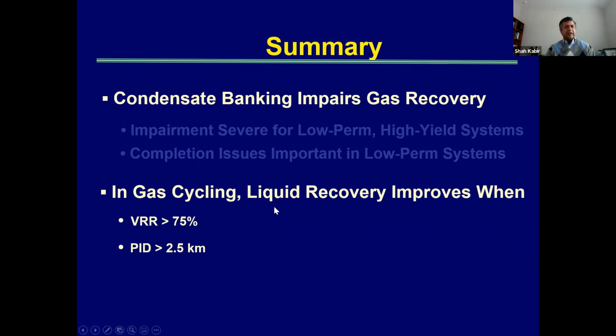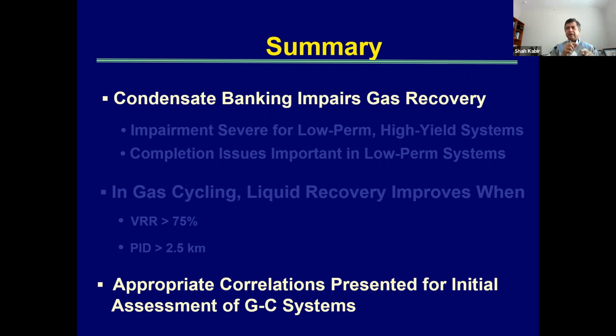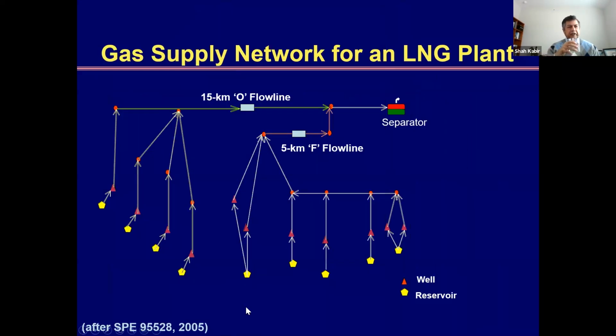So if you are doing the gas cycling, dry gas that is, you should be replacing the voidage at least over 75%, and the producer to injector distance, you are retaining at least 2.5 kilometers. Okay. So we developed correlations that relate to our system. So don't think that they are applicable universally. It just pertains to our system. Okay.